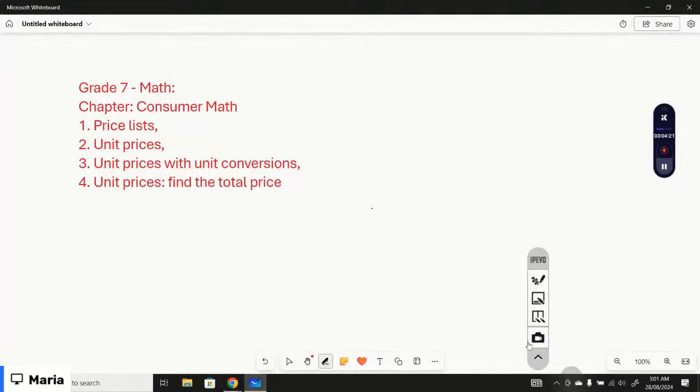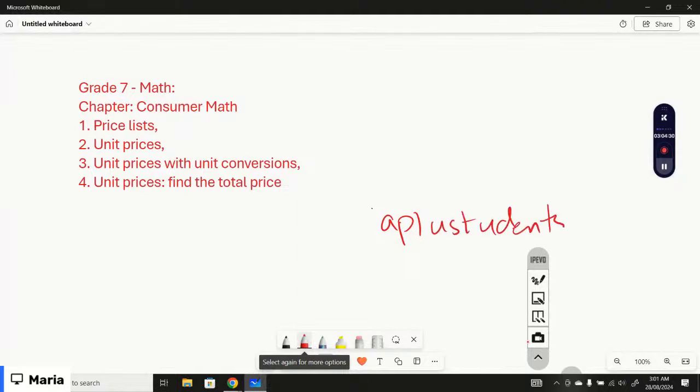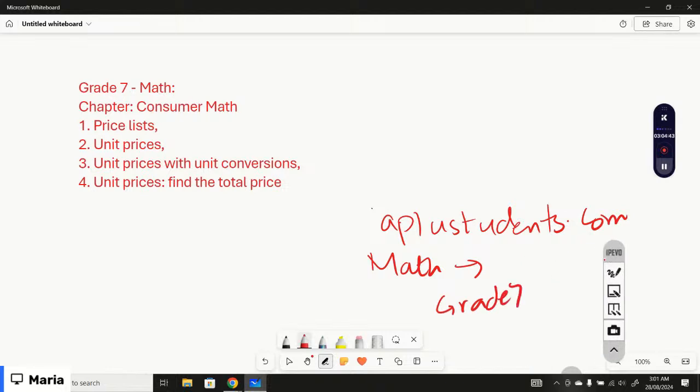So you can find all the lessons on aplustools.com. You have to log in there using your email address and password as provided by the administrator. Then you have to select math from the subject tab. Scroll down to grade 7 math and then click on view all lessons. There you can find a list of the chapters.